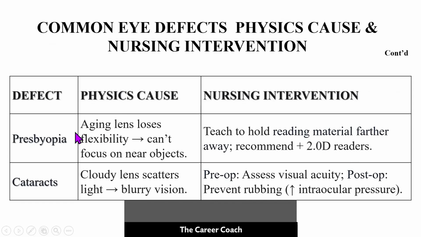Presbyopia is the next eye defect. It results from aging. The lens loses flexibility, which makes it unable to focus on near objects. Nursing intervention: teach the patient to hold reading material farther away. Recommend plus 2.0D readers. Cataract: a cloudy lens scatters light, leading to blurred vision. Nursing intervention: before operation, assess visual acuity. After operation, prevent rubbing, as this will increase intraocular pressure.